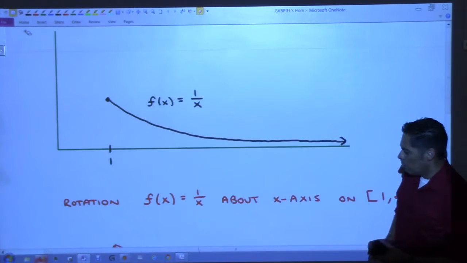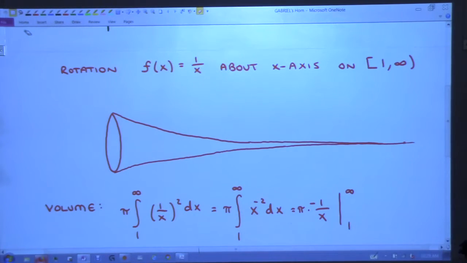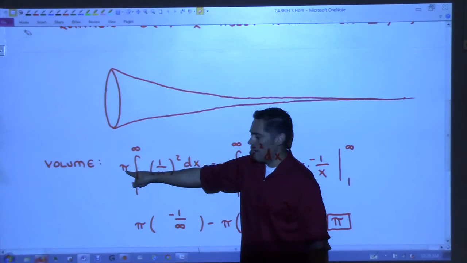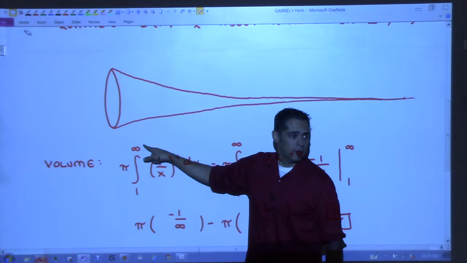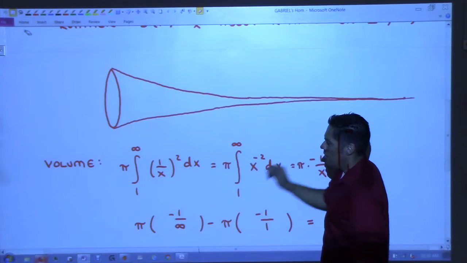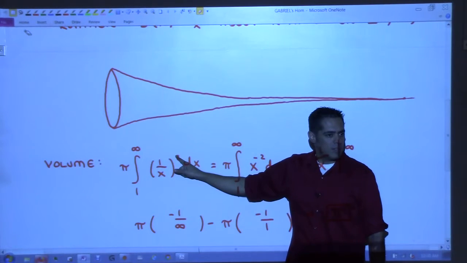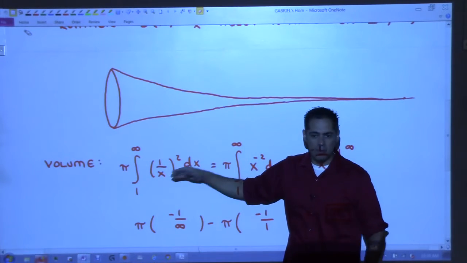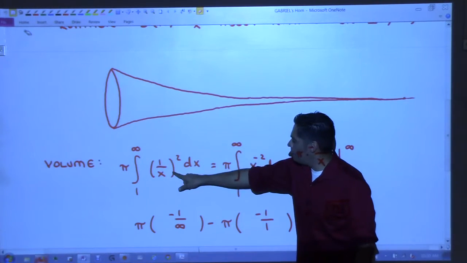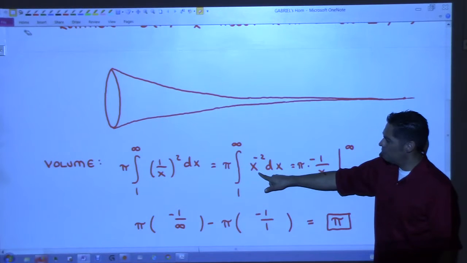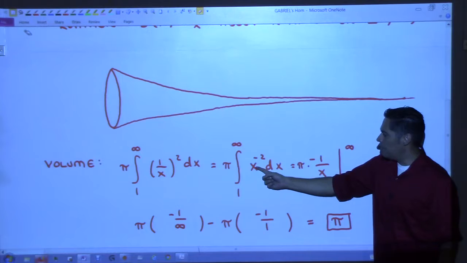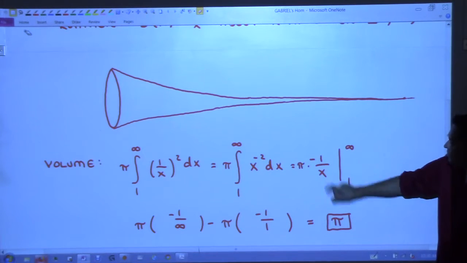You would go integral, so here's the horn. You would go integral, pi, from 1 to infinity. So it'd be an improper integral. You'd start at 1, never end. Then you would take the function and square it. So this is like outer radius squared minus inner radius squared. The inner radius squared is 0. So if I square that, I get this. I just brought it up so that I could do the antiderivative. The antiderivative of that is that.